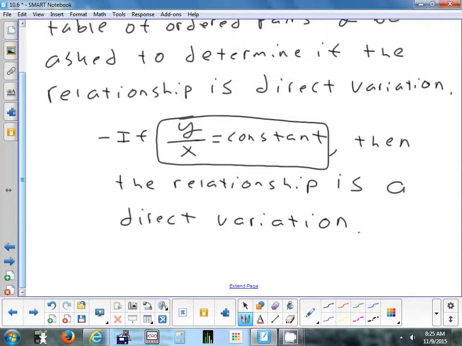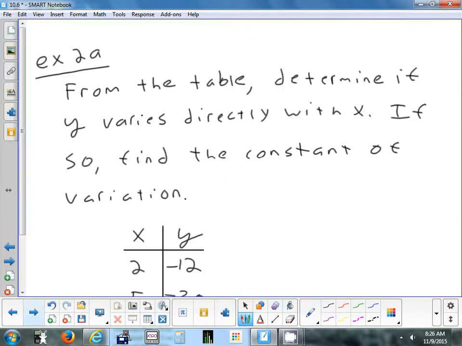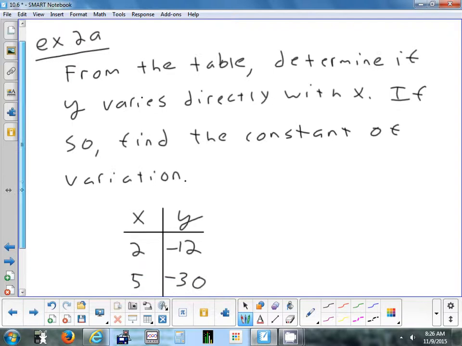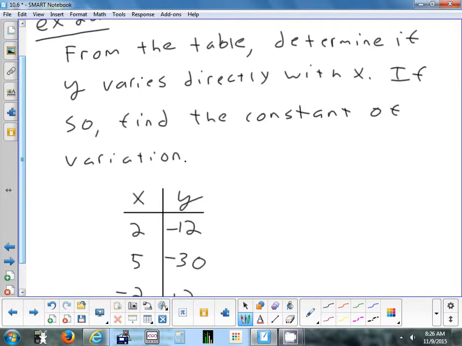Okay, so this is the second type of problem. I think this one's a little easier than the last one. All we have to do is use our calculator, or if we can do it in our head, check division. We don't have to actually solve any equations this time. Does everybody have what's in that box? Good? All right. So, it says from the table below, determine if y varies directly with x.